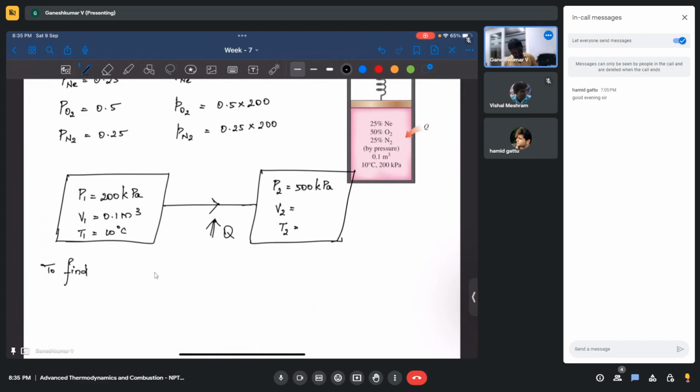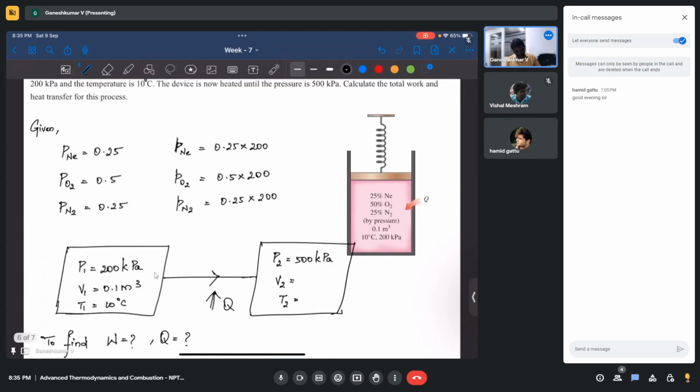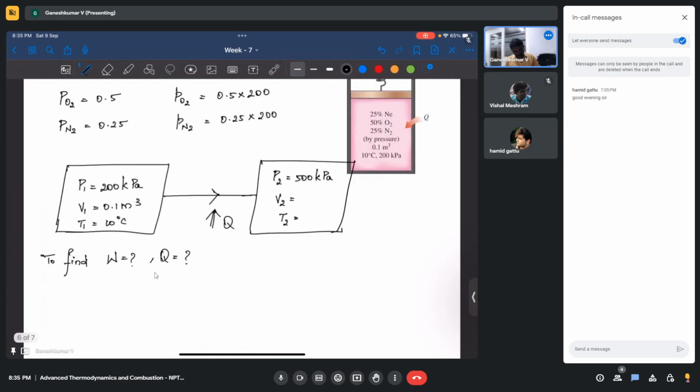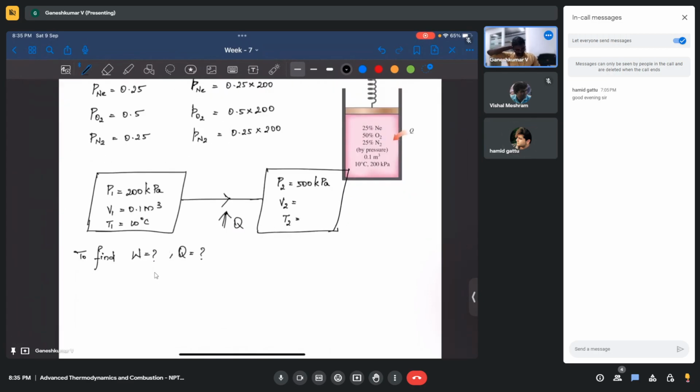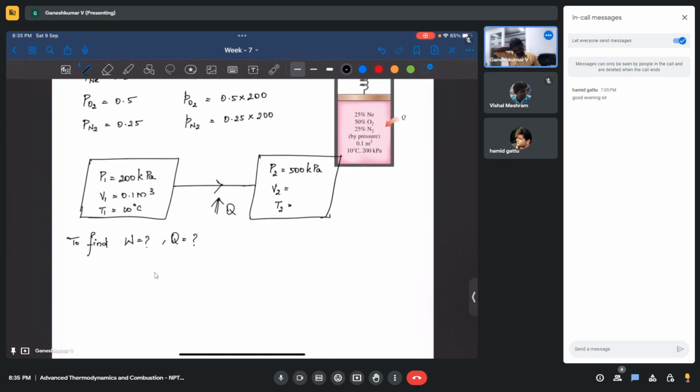What is the work done? The work done should be simple, right? It is going to be simply the integral of P dV.